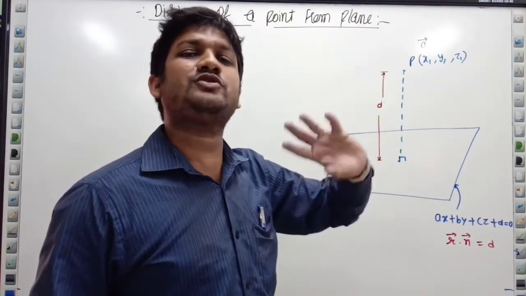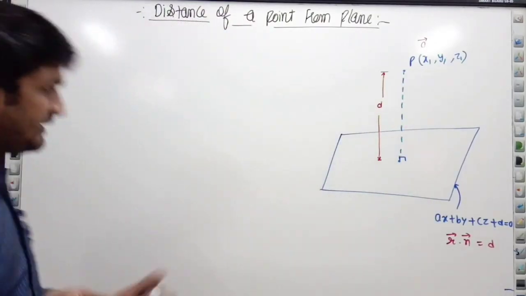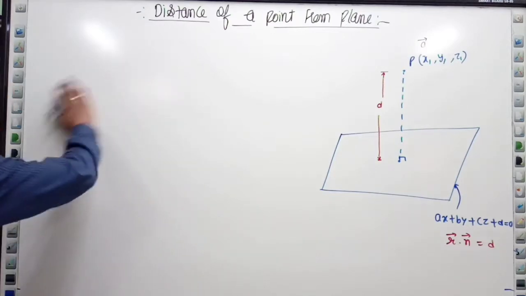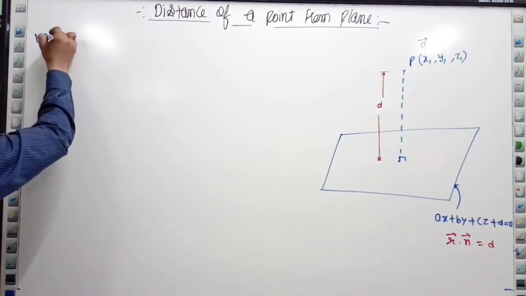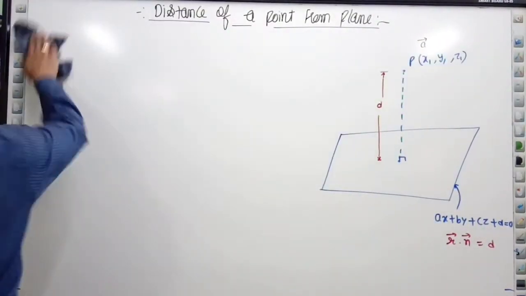As we know, distance is always measured perpendicular. The formula I am discussing here, right? For derivations, I have told I will be making a separate video. When we talk about vector form, we discuss it now.